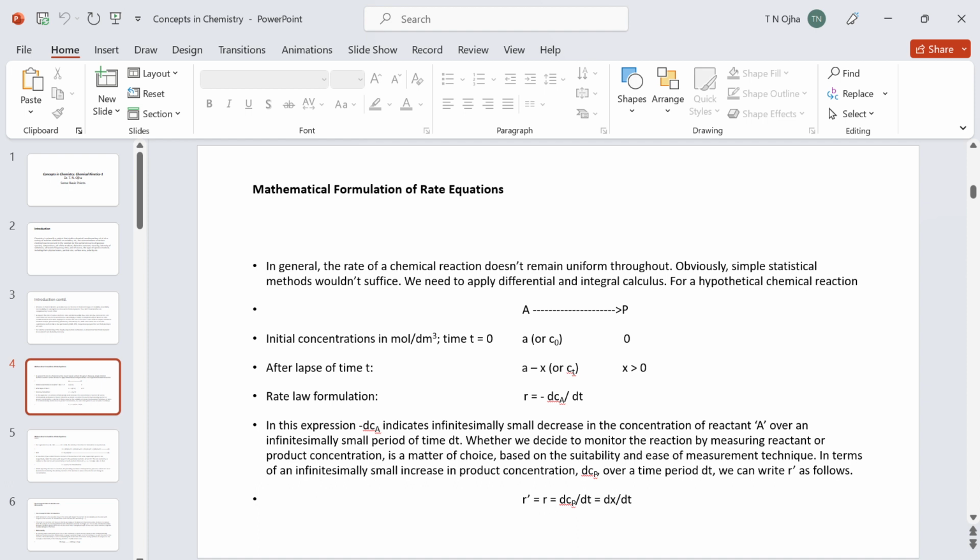If we want to measure the rate in terms of product concentration, we can write dCp upon dt or dx upon dt. Note that whether we use reactant concentration at a given time t or product concentration at the same time, the rate should be the same. The only difference is that when we choose the reactant, the negative sign is put to indicate decrease. When we use the product, there is no negative sign. It means the concentration of product is increasing.